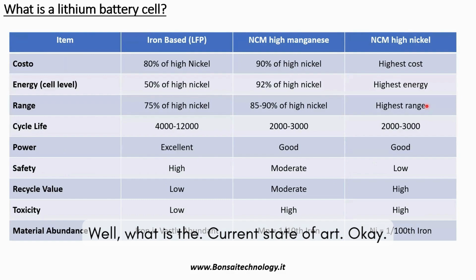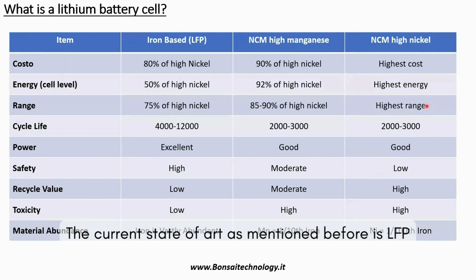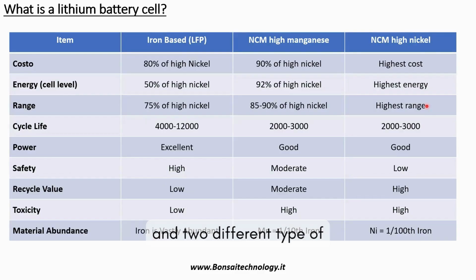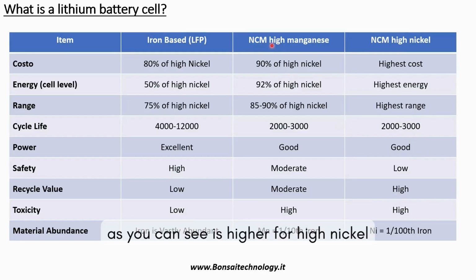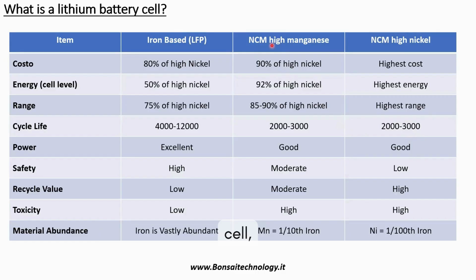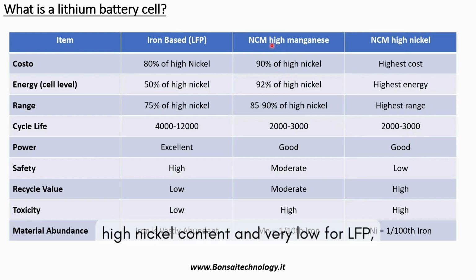Okay, what is the current state of the art? The current state of the art, as mentioned before, is LFP and two different types of NMC. Here there is a mistake, sorry. One is high manganese NMC and one is high nickel NMC. The price, as you can see, is higher for the high nickel cell, lower for LFP. The energy inside each single cell is very high for high nickel content and very low for LFP.